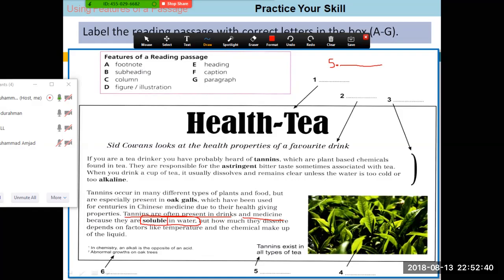Because they are soluble in water, but how much they dissolve depends on factors like temperature and so on. So it means soluble is something like dissolving. Okay? So the fifth possibility is that if you find a difficult word, you might be able to make some guess by reading the next few lines or by relating it to the surrounding text. You can have some idea what its meaning could be.